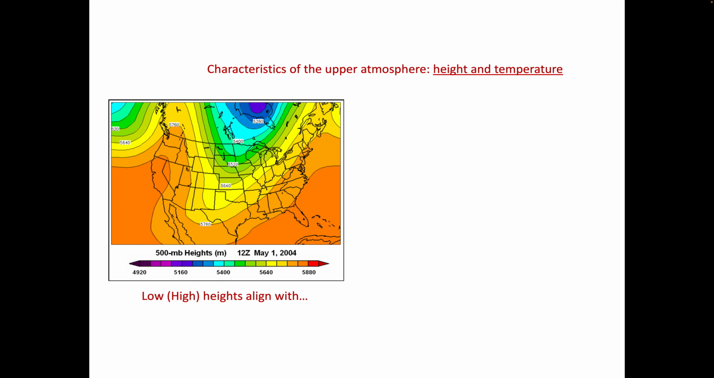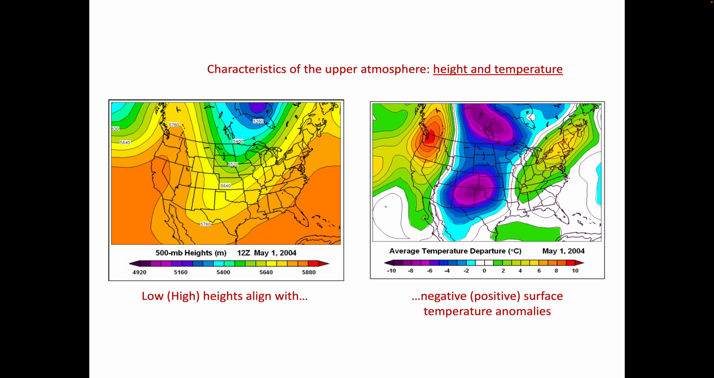Okay, now I'm going to relate height and temperature. Remember I said that low heights correspond to cold or low mean column temperatures, and high heights correspond to warm or high mean column temperatures. On the left-hand map, we have a 500 millibar map from 12Z on May 1st, 2004. We have a pretty high amplitude ridge in the west and a high amplitude trough in the middle of the country. And low or high heights tend to correspond pretty well with temperature anomalies at the surface.